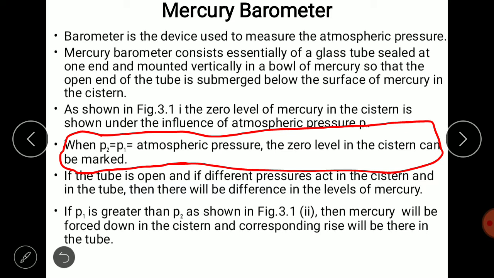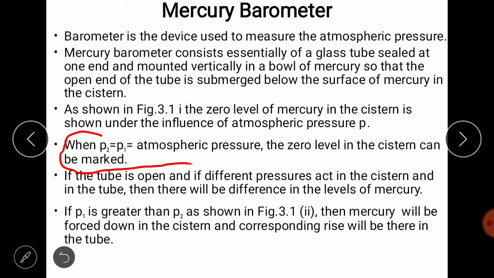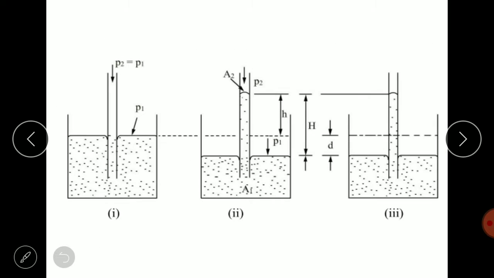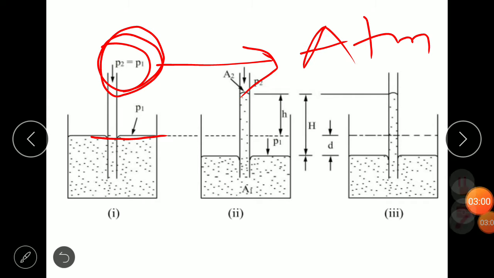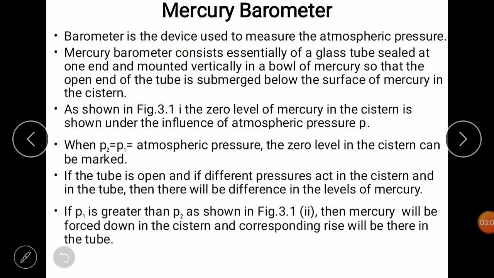Now we can see here how it can be done. If P2 and P1 are equal, that means atmospheric pressure is acting and there is a zero level in the barometer. Now in the second case, if the tube is open and a different pressure acts on the cistern and in the tube, then there will be a difference in the level of mercury.